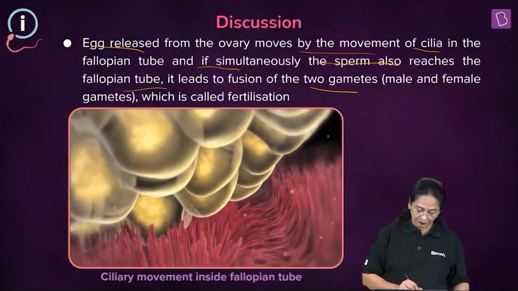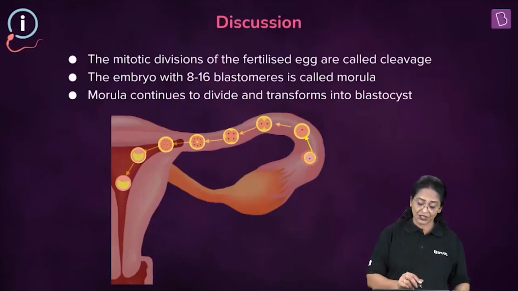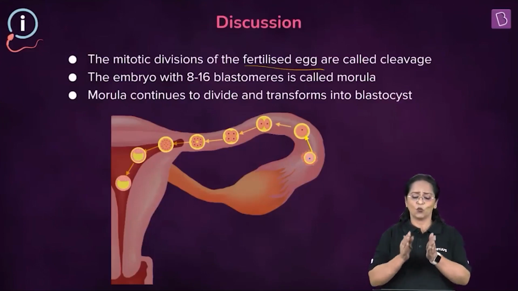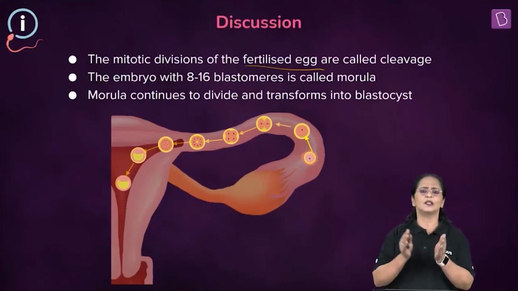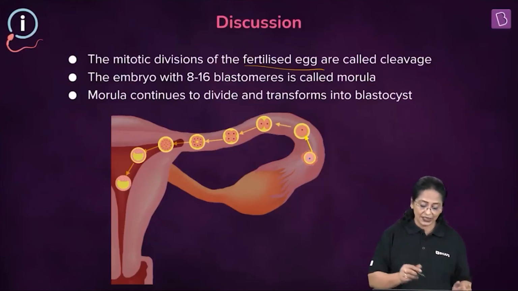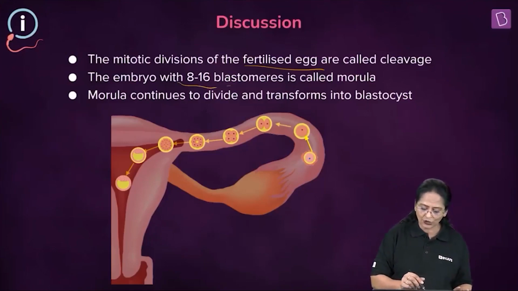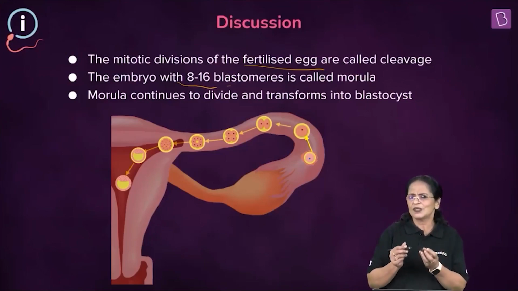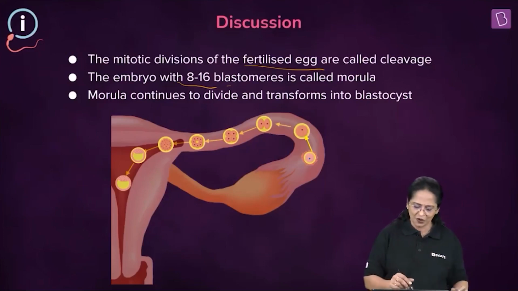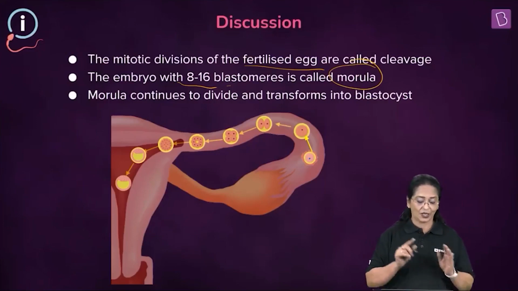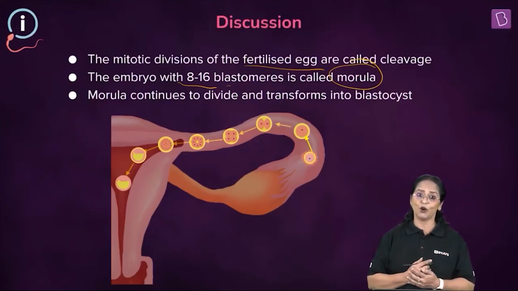Okay? Now, the mitotic division of the fertilized egg, as I told you, is called cleavage. Now, the number of blastomeres, so one cell divides to form two cells, two will divide to form four, four becomes 8, 8 becomes 16, and so on. It leads to the formation of about 8 to 16 blastomeres, and this structure looks like a mulberry, in fact. That's why we call it the morula. Around 8 to 16 blastomeres are formed.